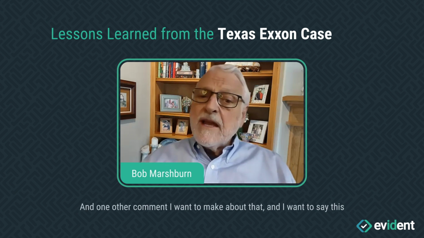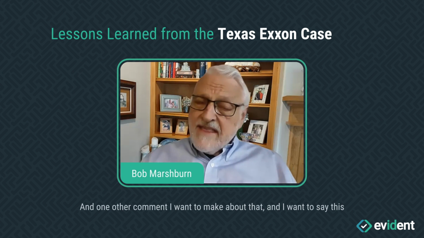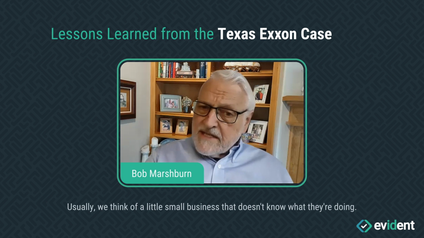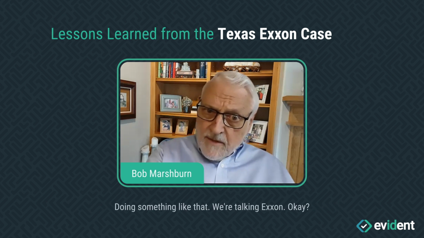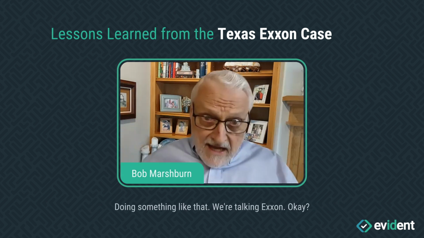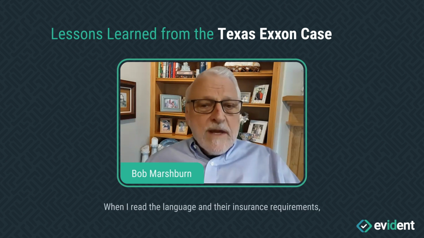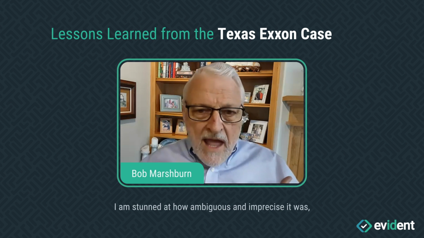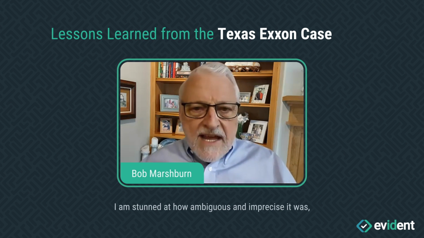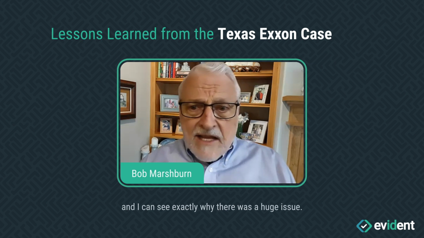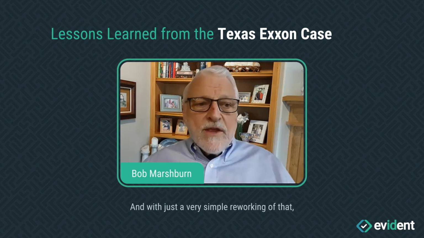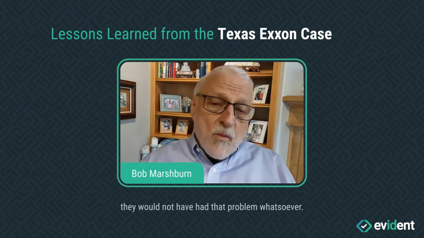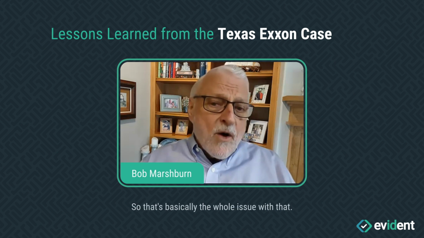And one other comment I want to make about that, and I want to say this because it's important for all businesses to note this. Usually we think of a little small business that doesn't know what they're doing, something like that. We're talking Exxon. Okay. When I read the language in their insurance requirements, I am stunned at how ambiguous and imprecise it was. And I can see exactly why there was a huge issue. And with just very simple reworking of that, they would not have had that problem whatsoever. So that's basically the whole issue with that.